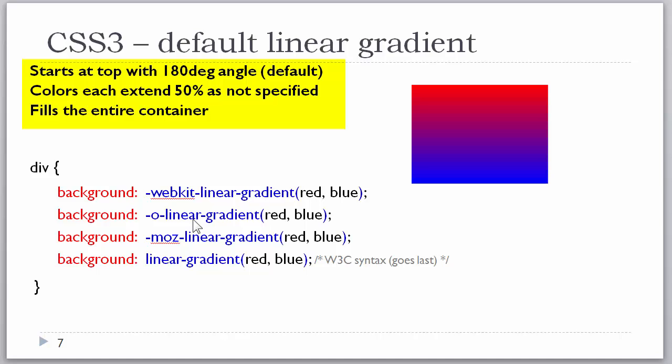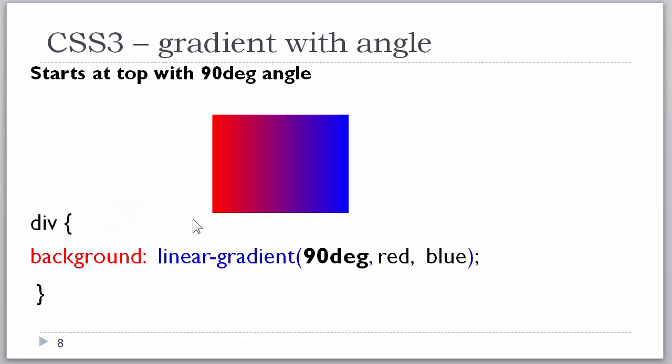The gradient will be 50% red and 50% blue. If it's not specified, the gradient will be that big. If there were three colors and it wasn't specified, it would be broken up into thirds. Notice that the gradient will stretch to fit the entire container. So if this gradient was in a small container as opposed to on the background page, it would look relatively different. Let's take a look at how we might create a gradient with a 90-degree angle.